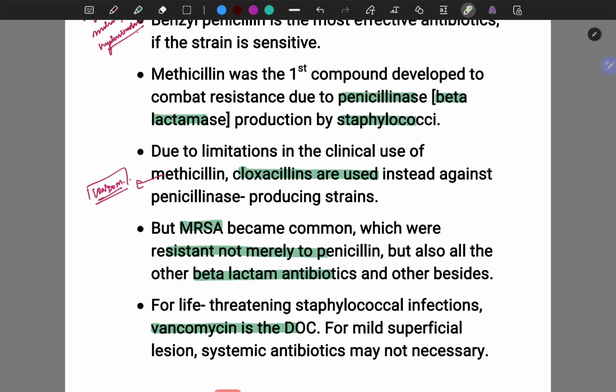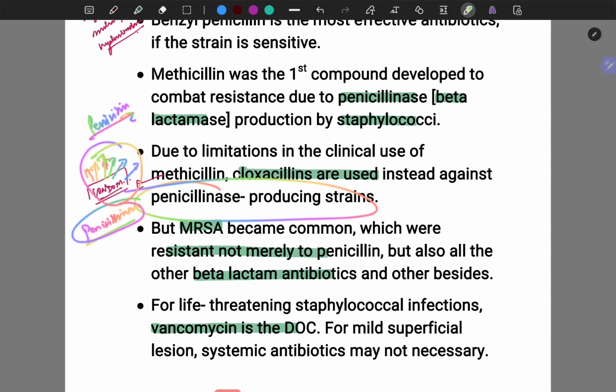So what are all the penicillinase resistant penicillin group of drugs, which is cloxacillin, oxacillin, ampicillin, dicloxacillin, oxacillin and methicillin. So this is very important if they ask you a question about penicillin in pharmacology.